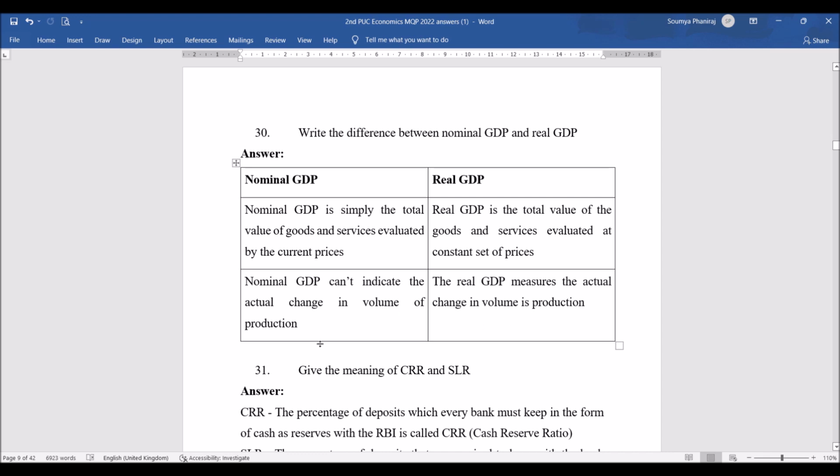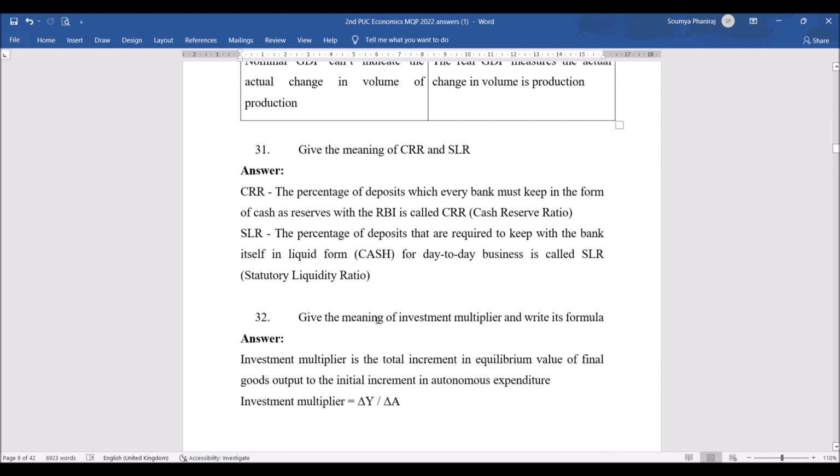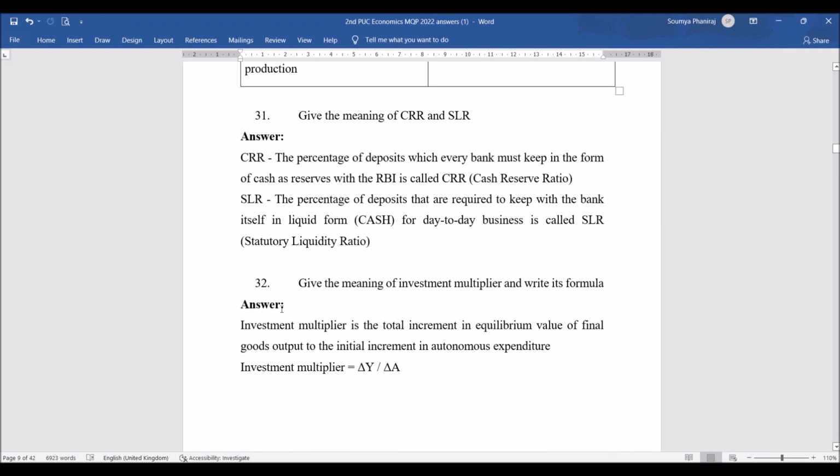Give the meaning of CRR and SLR. This is related to banks. CRR stands for cash reserve ratio. SLR stands for statutory liquidity ratio. The percentage of deposits which every bank must keep in the form of cash as reserves with the RBI is called CRR. The percentage of deposits that are required to keep with the bank itself in liquid form, that is in the form of cash for day-to-day expenses of businesses, is called SLR.